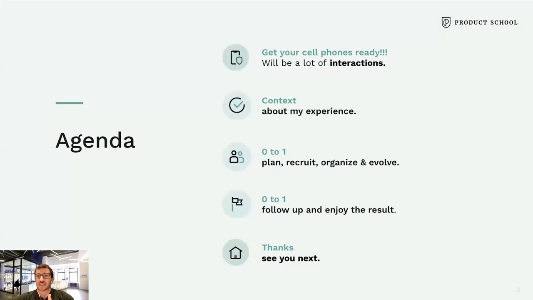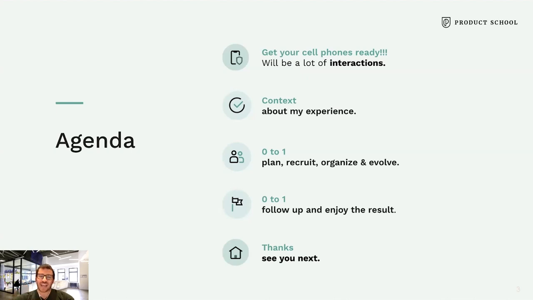Great, so our agenda for today. Please get your cell phone ready. I really like to do some interactions during the presentation. So just take your cell phone, open your camera, and point to the QR code.